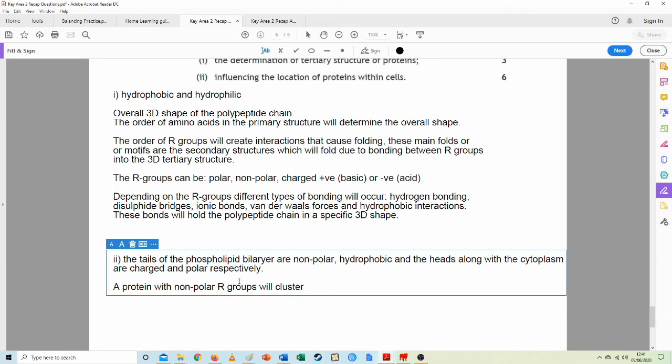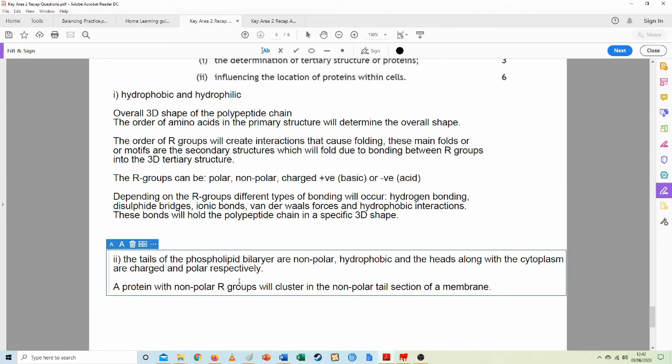Oh, my hay fever's really getting to me today. Okay, so a protein with R groups will cluster in the non-polar tail section of a membrane. A protein with non-polar R groups will cluster in the non-polar tail section of a membrane.